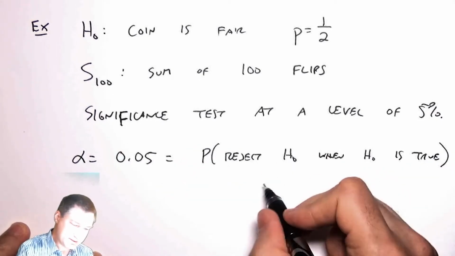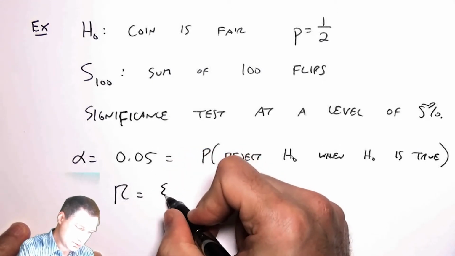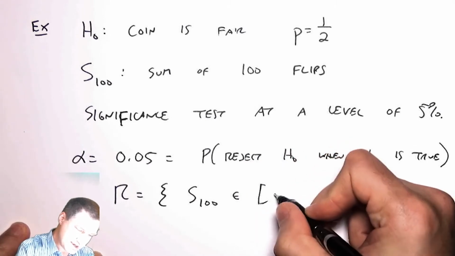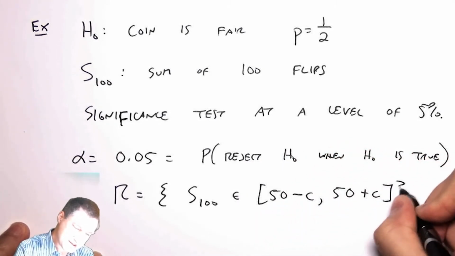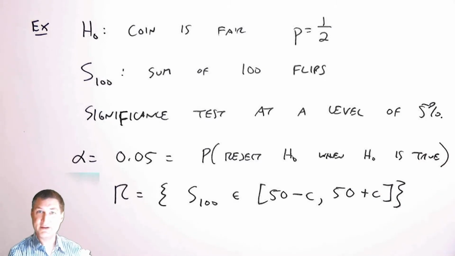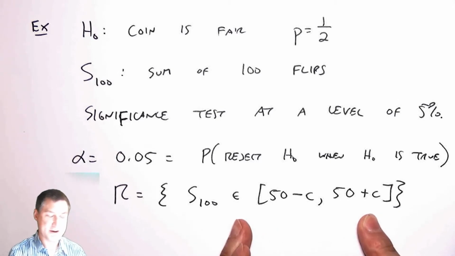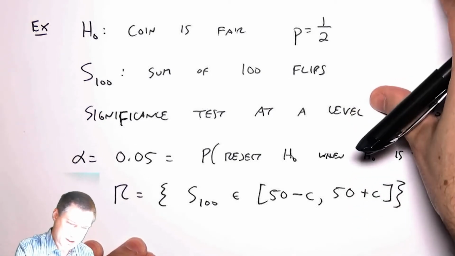And really, this probability is related to a region where I'm basically going to say, plus or minus some constant c around the expected value, which is 50. If I'm in this region, I accept that the hypothesis is true. Outside, I reject it, right? So I can now work on these probabilities.